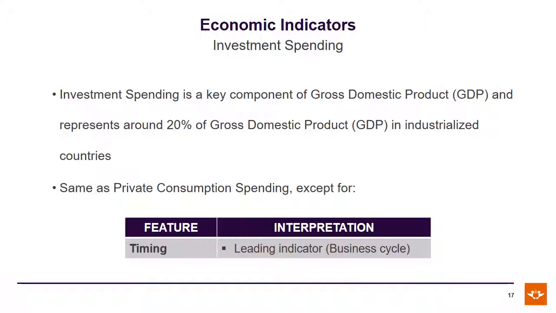So for industrialized nations, investment spending tends to represent around 20% of GDP. And in terms of its features, it's the same as private consumption, except for the fact that it is referred to as a leading indicator in the business cycle. Now, a leading indicator is an indicator that becomes positive or turns upwards before the economy goes into a recovery phase.